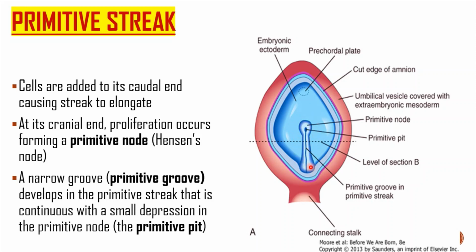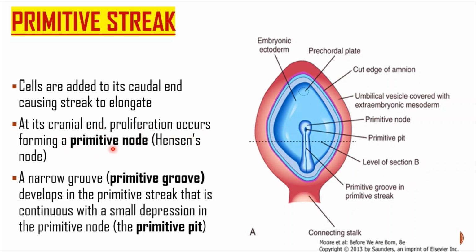Now, the primitive streak consists of the primitive node on its cranial end, and the primitive node will consist of the primitive pit. And then you're going to have a primitive groove in the middle of the primitive streak. Right. So this is what I've been trying to explain. Cells are added to the caudal end, which is this one here, of the primitive streak, causing the streak to elongate. So it will start from here, and cells will continue being added to its caudal end, and it will be elongating cranially.